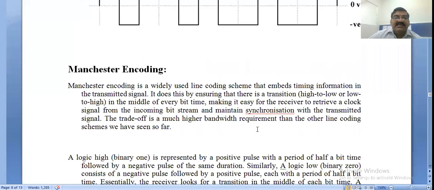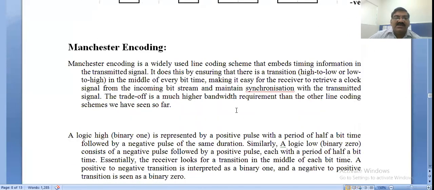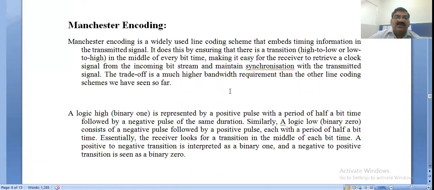Then the next is somewhat unique, which is of practical application. It is called the Manchester encoding. We will just see what this Manchester encoding is.